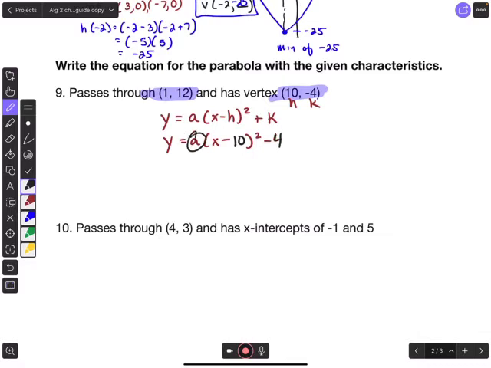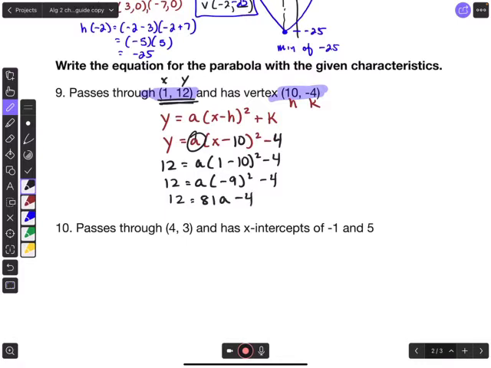The only thing I don't know is a. This is where that other point comes in. This other point tells us when x is 1, y is 12. Fine. I'll let y equal 12. I'll let x equal 1. And I'll solve that thing for a. A little math here, -9. 12 equals a times 9 squared, 81. It'll be positive because we got double negatives.